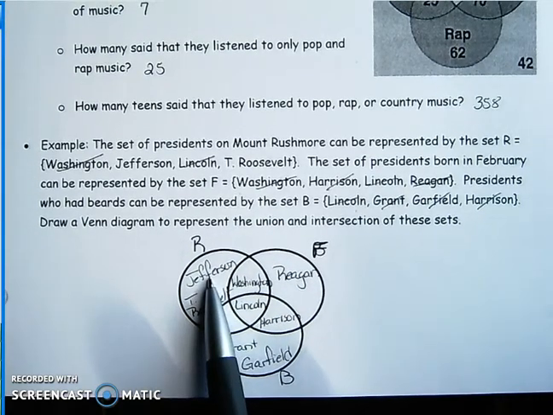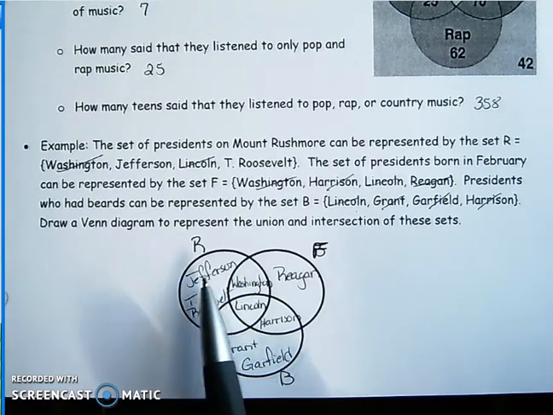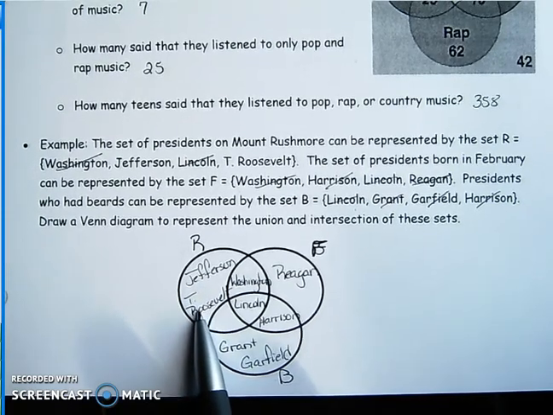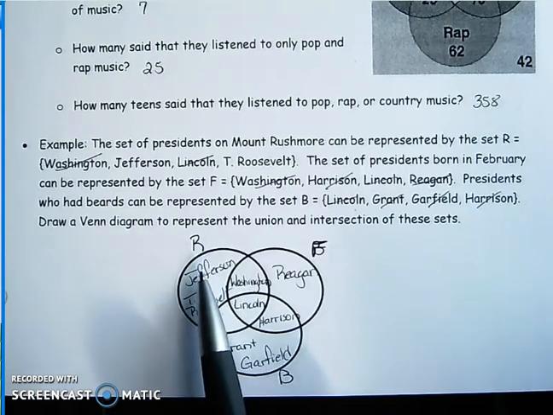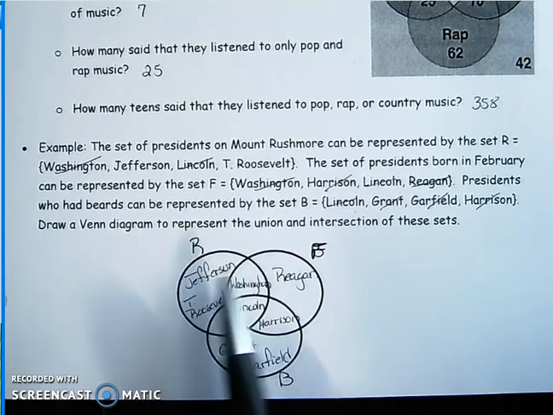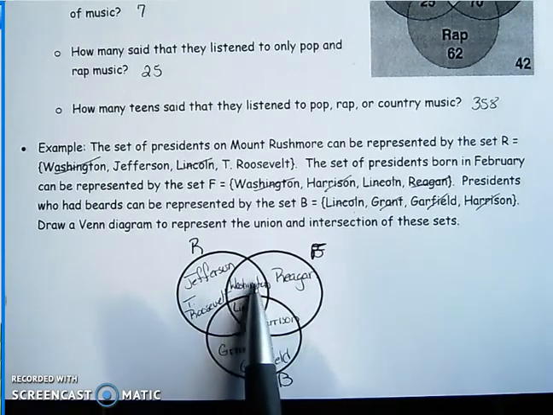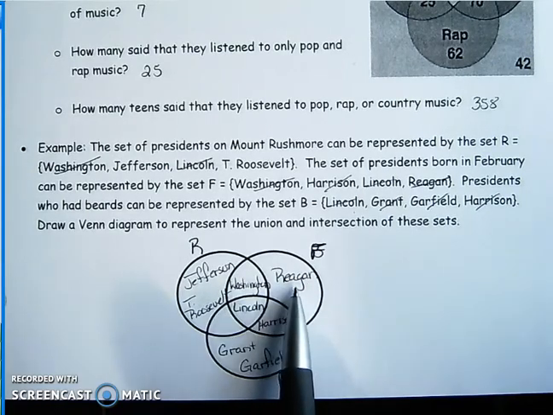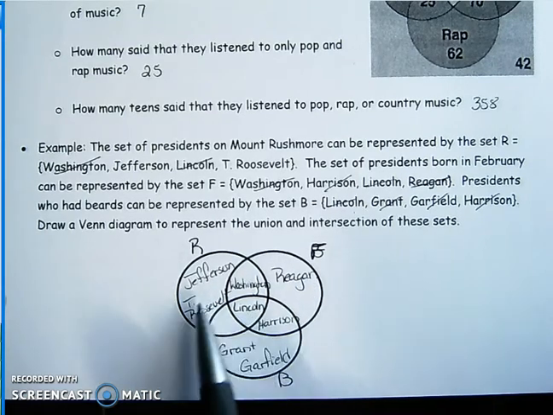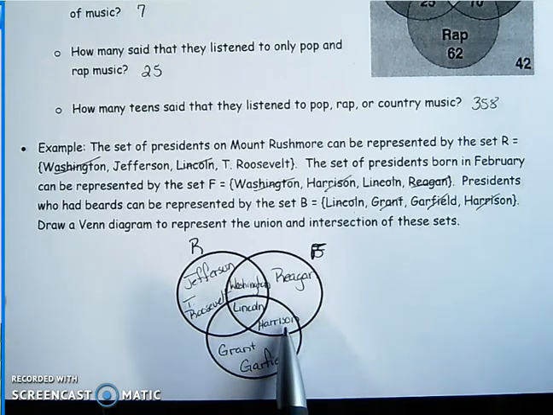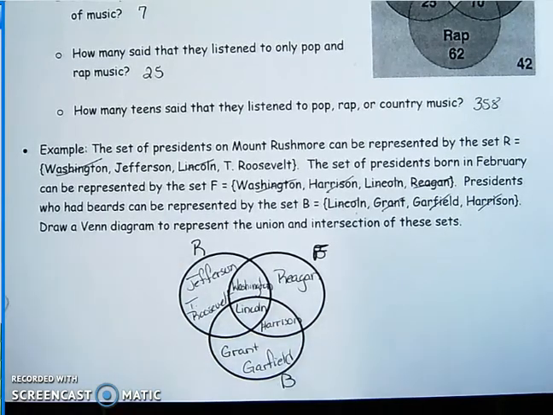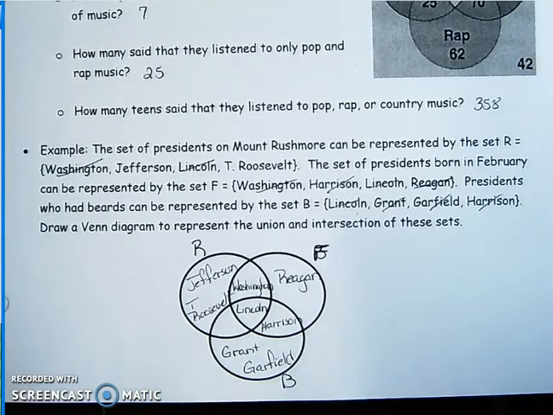Jefferson is only in the R, so he's only in the R bubble, and so is Theodore Roosevelt. Washington is on Mount Rushmore and was born in February, so he goes in this intersection. Reagan is only in the February. Lincoln is in all 3 bubbles. Harrison has a beard and was born in February, with Grant and Garfield being the only 2 that have just a beard. Any questions on creating this Venn diagram, please ask Miss Lewis.